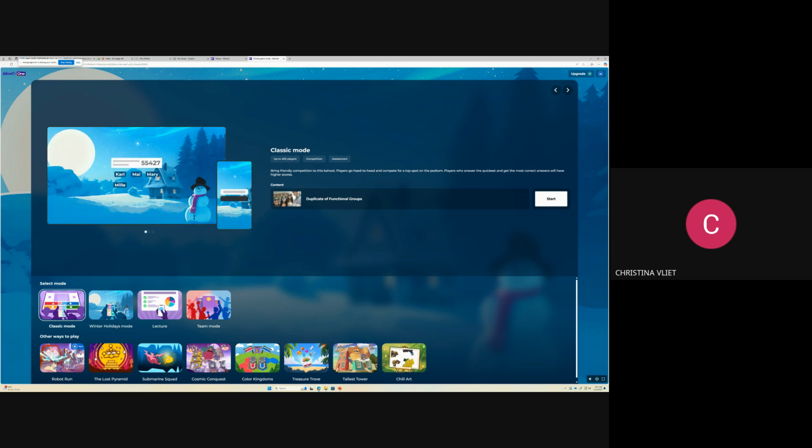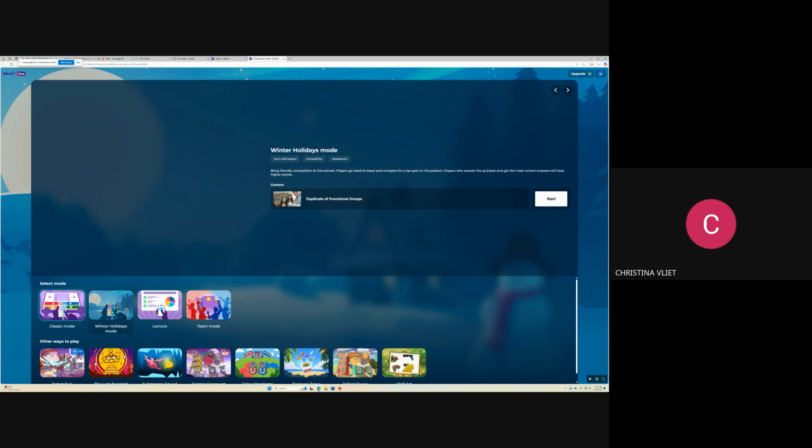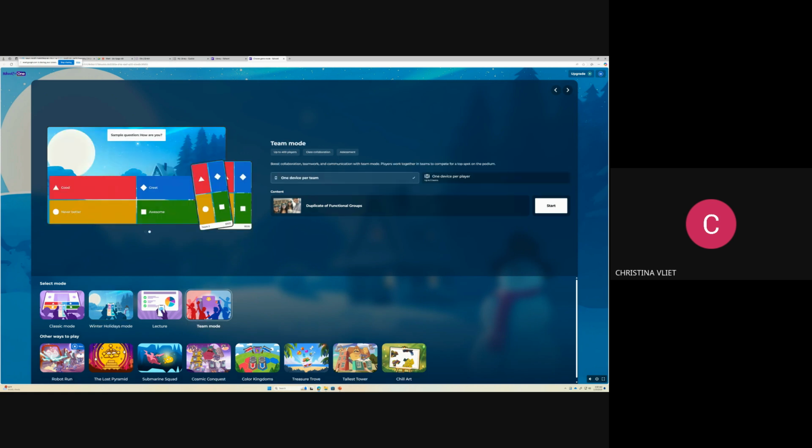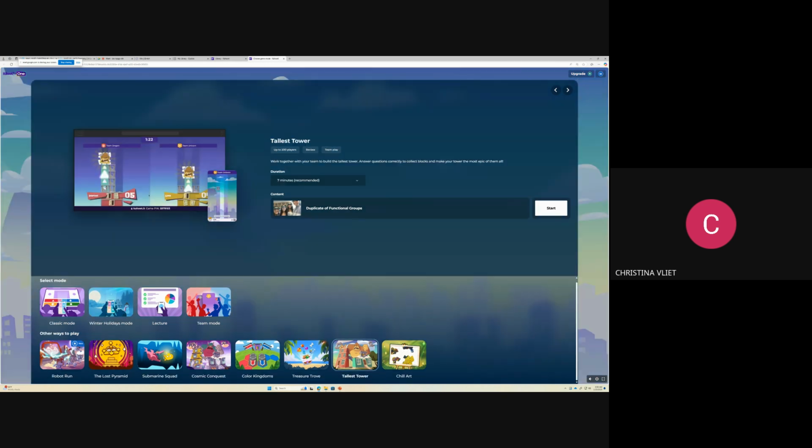But there are various ways you could play. There's also, I don't know what Winter Holidays is. Is that just normal? I think that looks normal. There's team mode. Let's take a look at this one. Work together with your team to build the tallest tower. Answer questions correctly to make your tower the tallest. Let's try this one. So we'll do a 10-minute game just to try it.